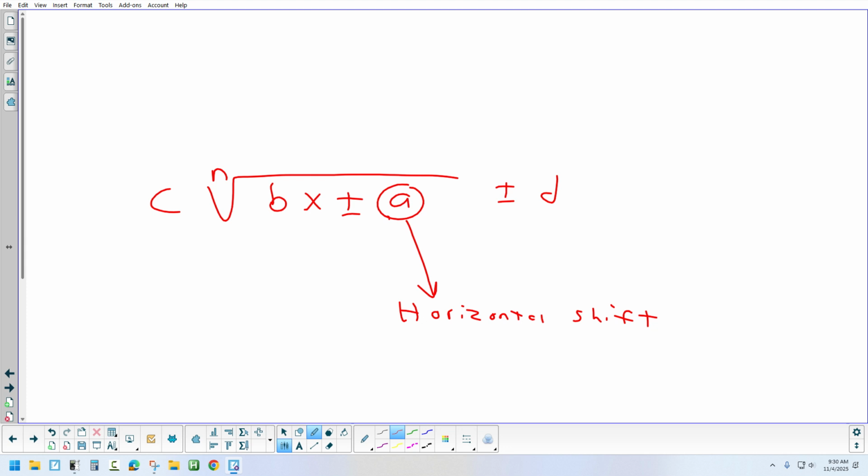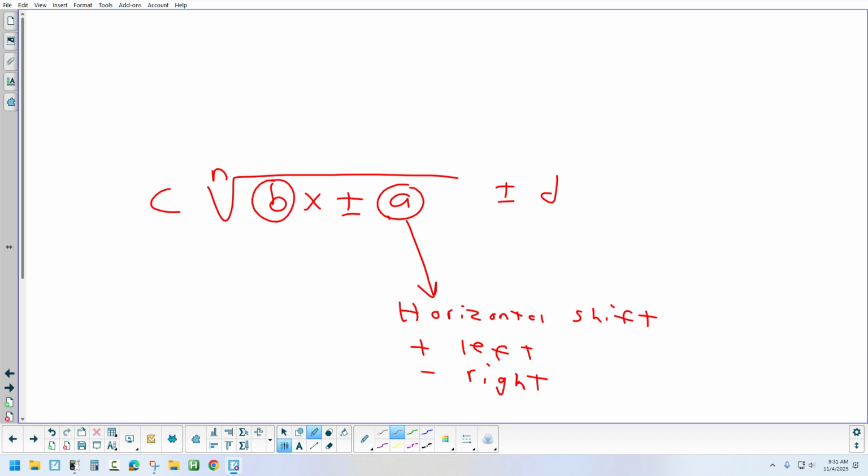And everything about horizontal transformations is backwards. So if you have a plus, which way do you think plus is going to shift your graph? Left. It's going to shift it left. And a minus? Right. To the right. Okay, that's what A is.